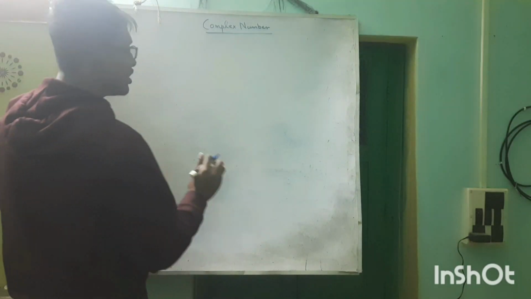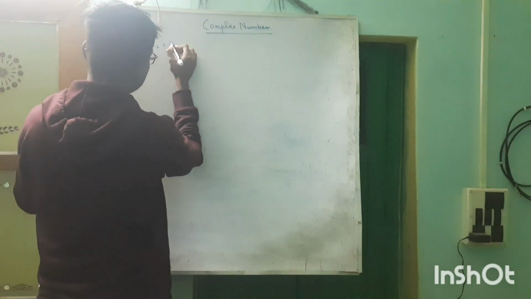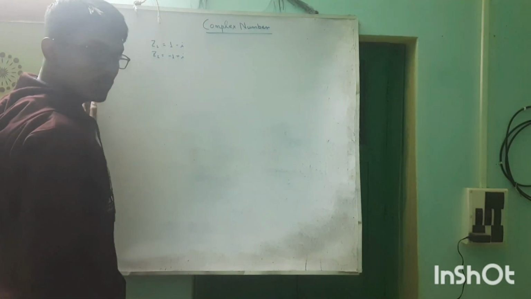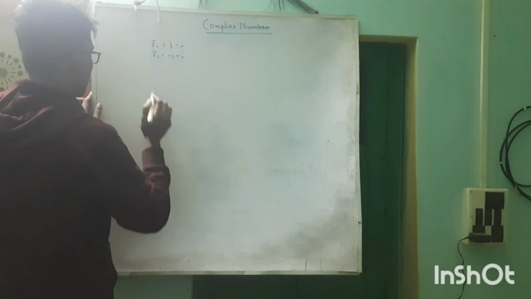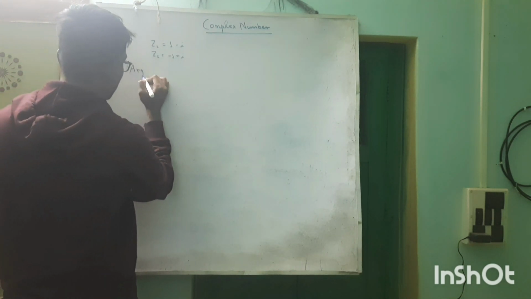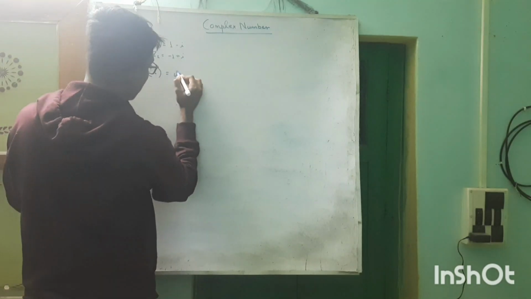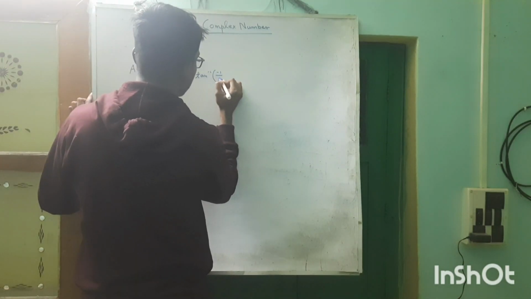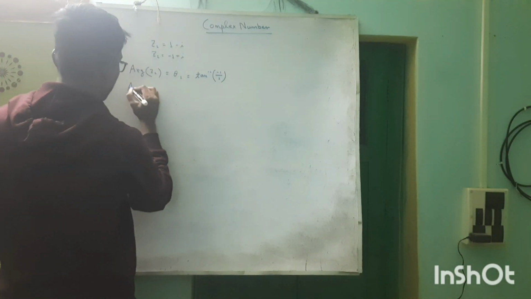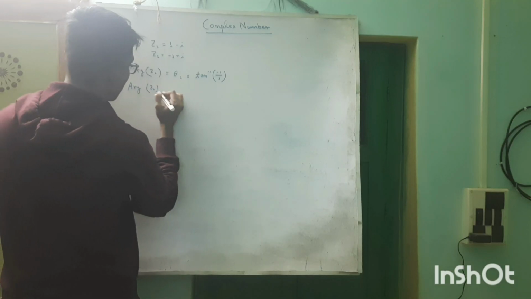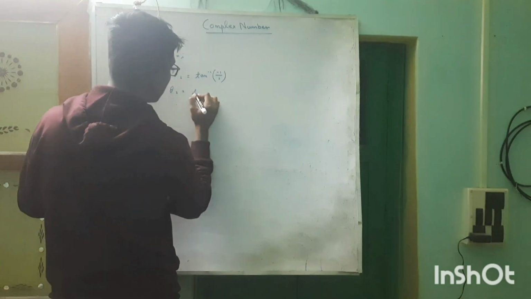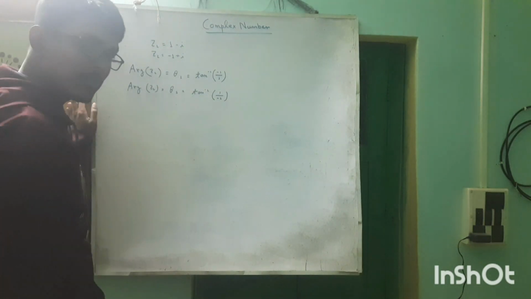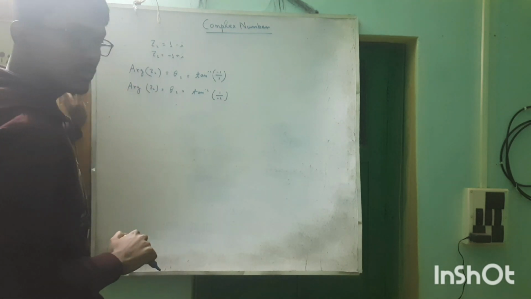Coming to an example, we take two complex numbers, z1 is equal to 1 minus i and z2 is equal to minus 1 plus i. Now we calculate the argument of these two complex numbers. Okay, so we take the argument of z1 as theta 1, that is tan inverse of minus 1 by 1, and the argument of z2 is theta 2, that is tan inverse of 1 by minus 1. So in both cases, that is tan inverse minus 1. So are the arguments of z1 and z2 the same or different?